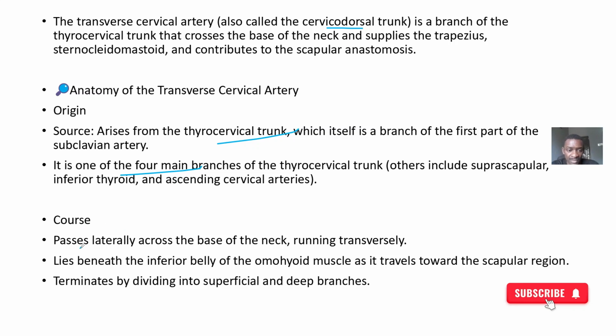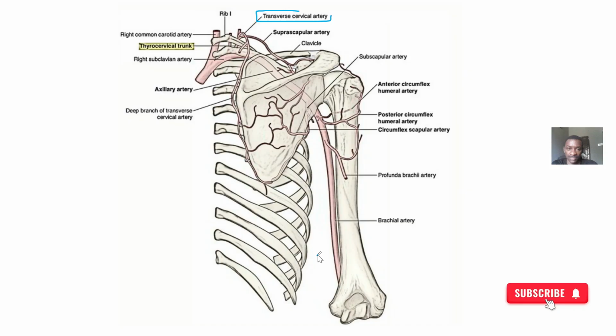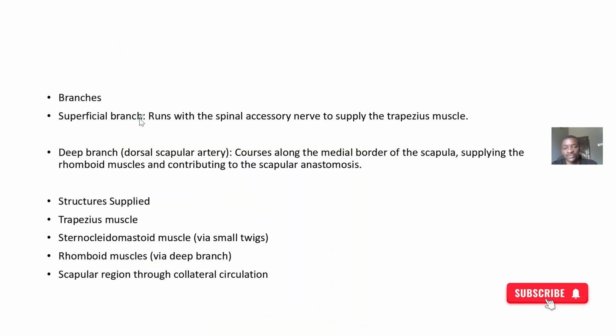As for its course, it passes laterally across the base of the neck, running transversely, and lies beneath the inferior belly of the omohyoid muscle as it travels towards the scapular region. It terminates by dividing into superficial and deep branches.